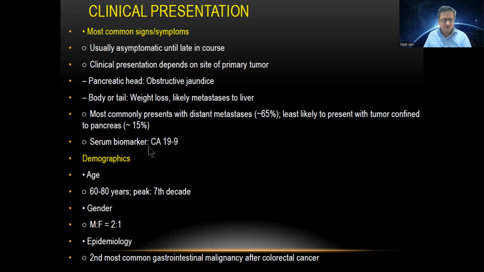Serum biomarkers may be used in carcinoma pancreas in a difficult case. CA19-9 is the biochemical marker used in carcinoma pancreas. Some important demographic findings: age 60 to 80 years is the common age of presentation, with a peak in the seventh decade. The male to female ratio is 2:1, that is, males have more predominance, and it may be that males usually smoke more, so they have more chances to get pancreatic carcinoma. It is the second most common GI malignancy after colorectal cancer.